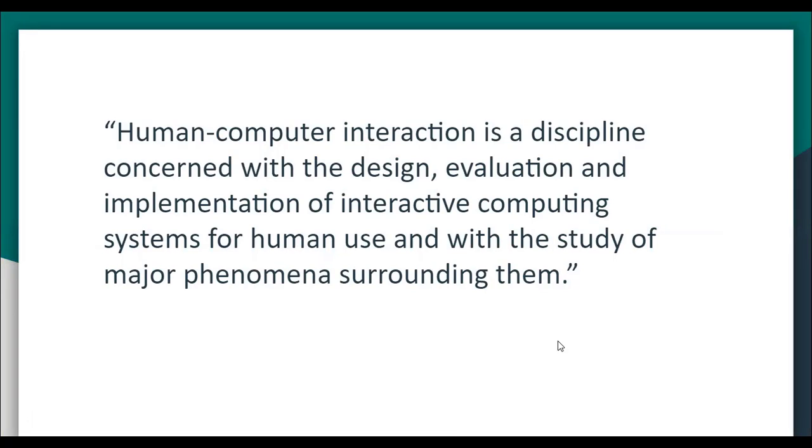Human-computer interaction is a discipline concerned with design, evaluation, and implementation of interactive computing systems for human use and with the study of major phenomena surrounding them. So in this definition, we should mainly focus on the designing, evaluation, and implementation.